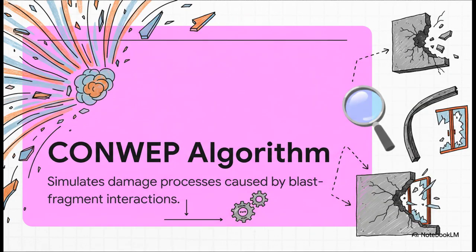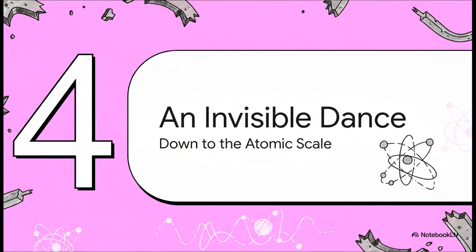And then you've got the ConWep algorithm. So while SALE is modeling the wave, ConWep is focused on the result, the damage. It calculates and predicts all the physical destruction, the bending, the breaking, and the cratering caused by the blast and the fragments. So when you put these two tools together, scientists can see the entire picture, safely and with incredible precision.